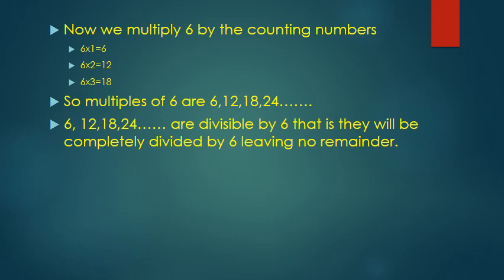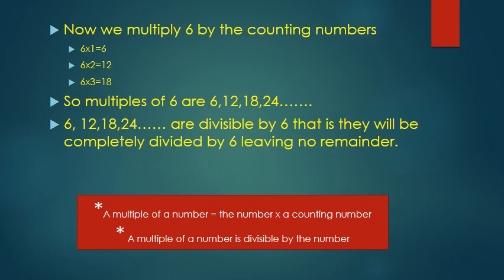Now children, these multiples 6, 12, 18, 24 are divisible by 6. That is, they will be completely divided by 6, leaving no remainder. Means the remainder will be 0. Now, we can conclude that a multiple of a number is equal to the number multiplied by a counting number. This is the first concept, and the second concept is a multiple of a number is divisible by the number. Okay, children?